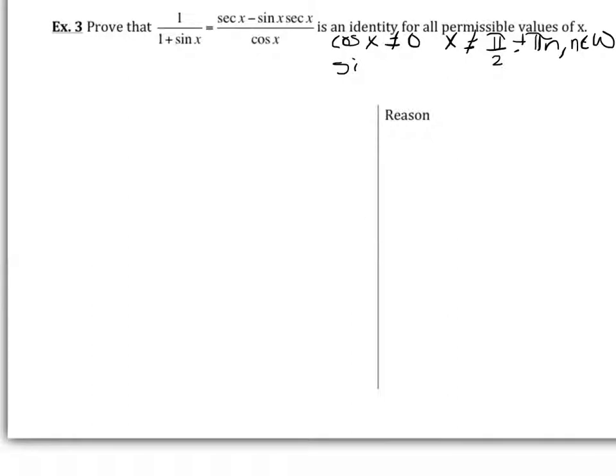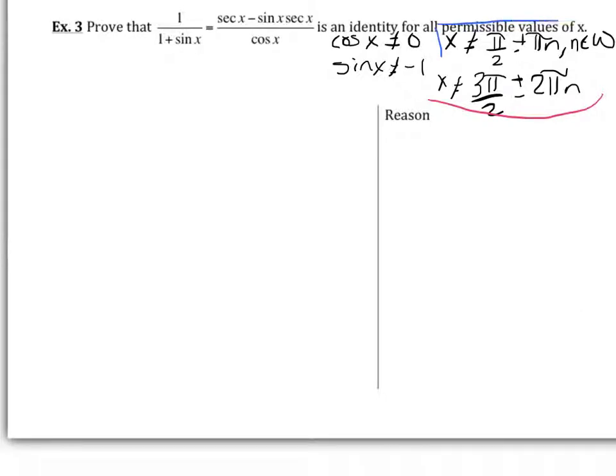Also, sine x cannot be equal to negative 1, which is going to eliminate only 3 pi over 2. So x cannot be 3 pi over 2, plus or minus 2 pi n. Well, this NPV is included in the first one. So really, this is my only non-permissible value, since it includes both. So let's go back to simplifying.